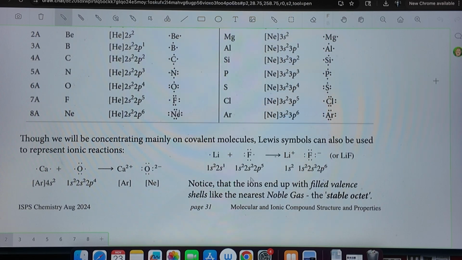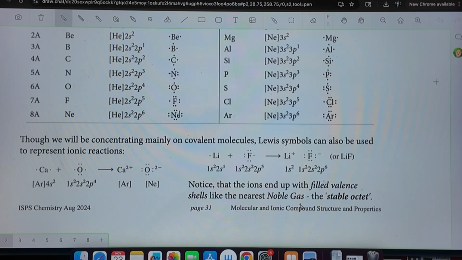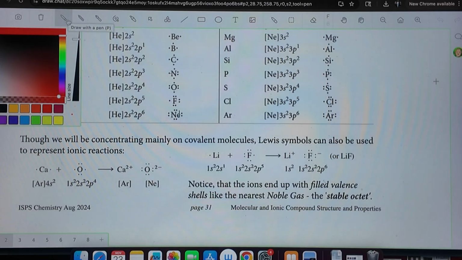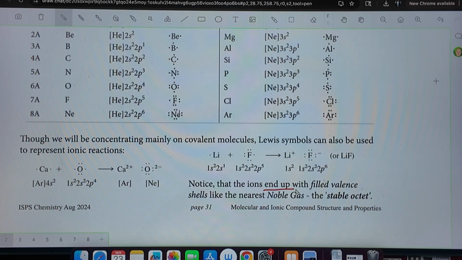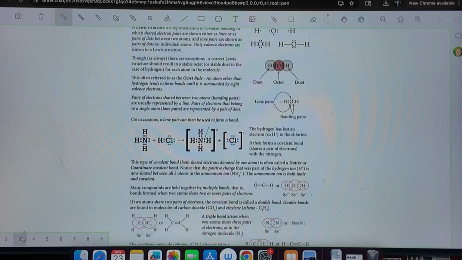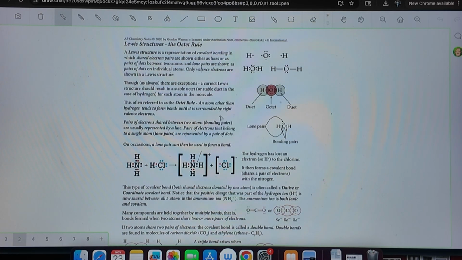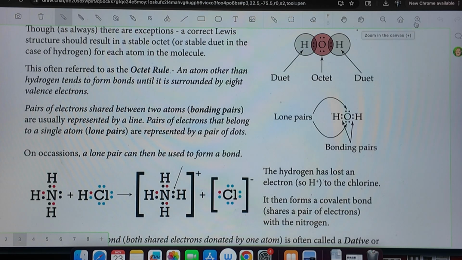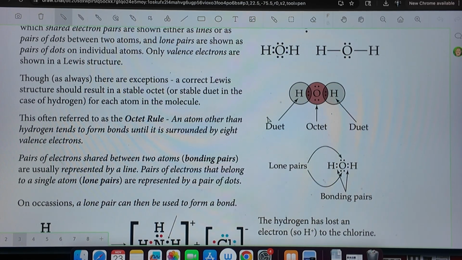We know that. And we want to end up with the filled valence shells, the octet, right? Like the noble gases. That's probably the first really important piece of information here. You want to end up with filled valence shells like the noble gas and the stable octet. Okay. All right, let's see what this is about. We learned a lot of this last year. Let's see.